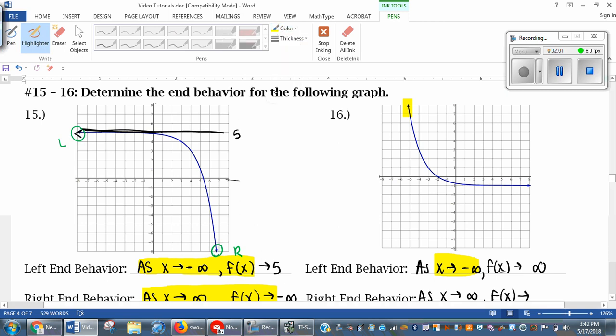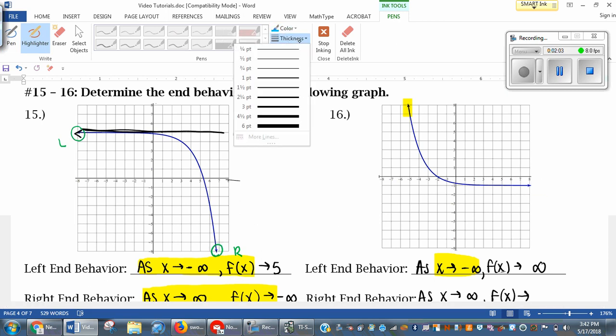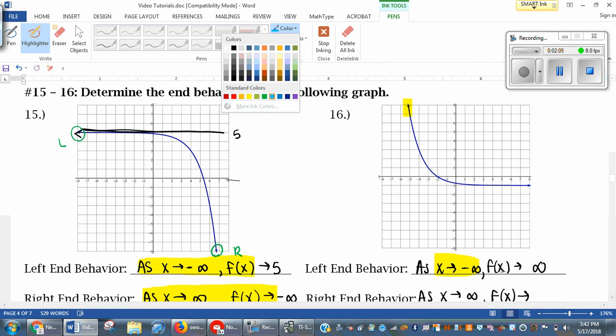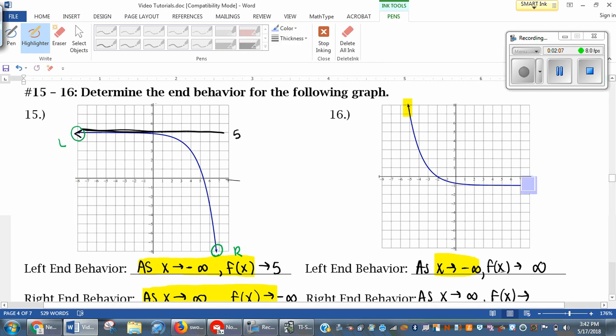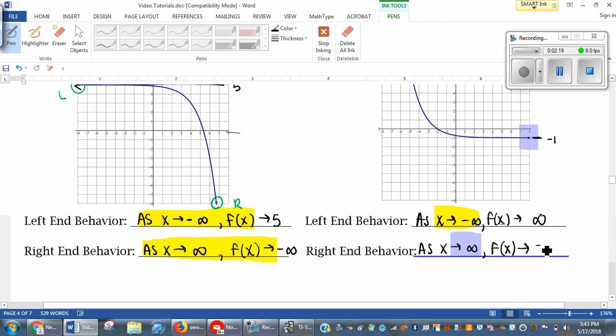When we are looking at the right side, we are referring to this right arrow. So this is meaning right. That right arrow is not going down forever. It's approaching this -1, that horizontal line. So we're going to say the y values are approaching -1.